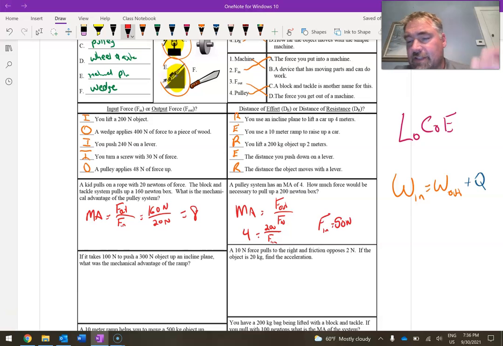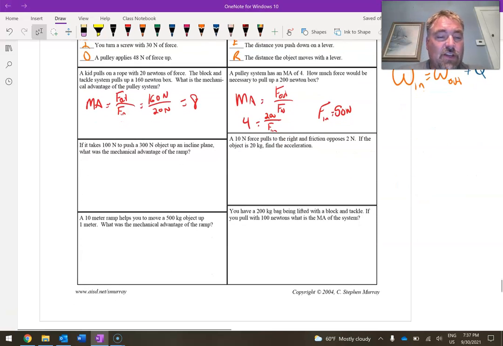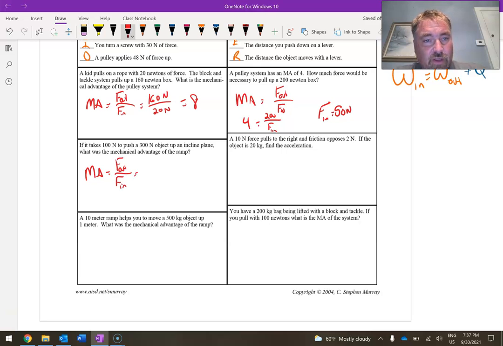Now in each of these cases, this is an ideal machine. We're ignoring friction. So next one, if it takes 100 newtons to push a 300 Newton object up an inclined ramp, what's the mechanical advantage? Again, mechanical advantage is the force that goes out, or the force of resistance, over the force in, or the force of effort. And that's going to be 300 newtons over 100 newtons. So that gives a mechanical advantage of 3.